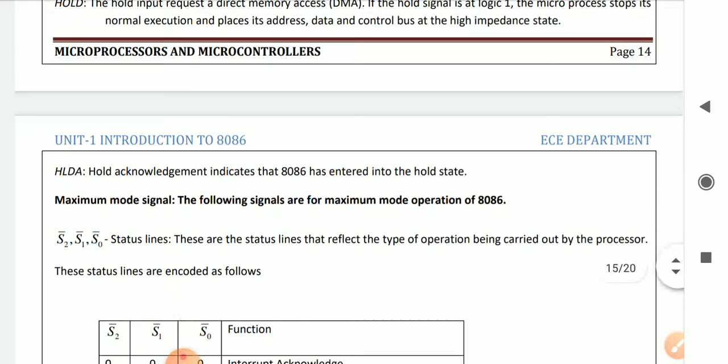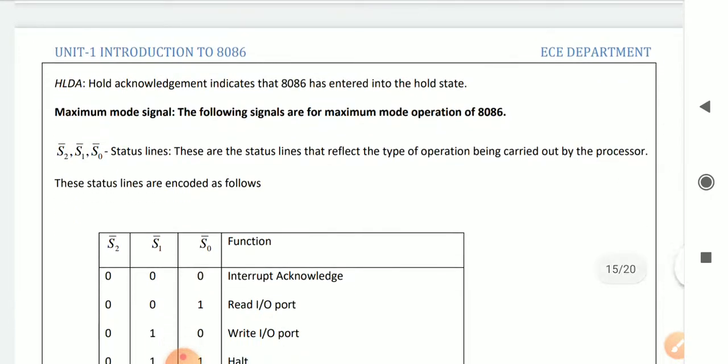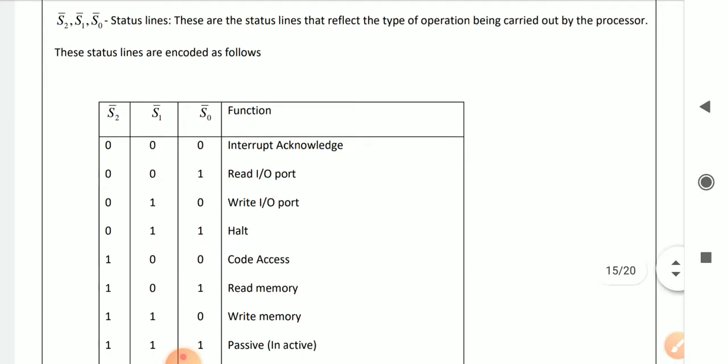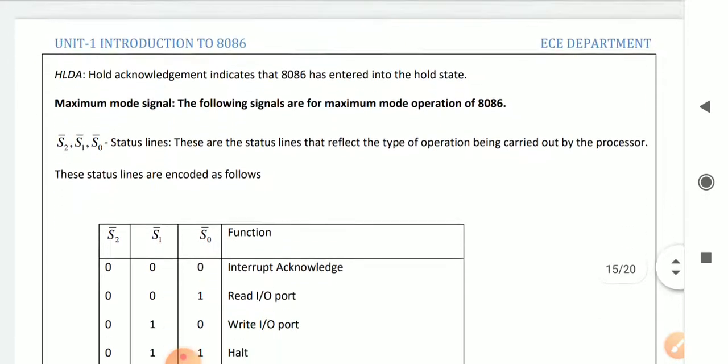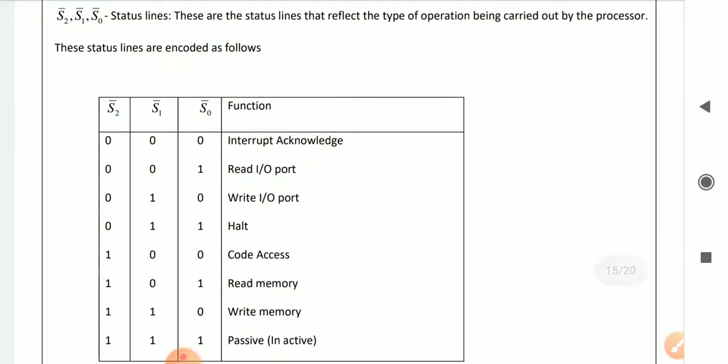These status lines are encoded. There are 3 pins, so there will be a total of 8 combinations. If S0 bar, S1 bar, S2 bar are 0, interrupt is acknowledged, for maximum mode. If 1, read from input output port. If it is 2, write into input output port. If it is 3, there will be halt condition, 0 1 1, that is 3.